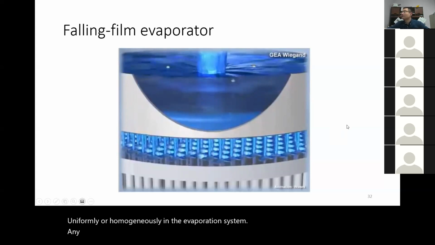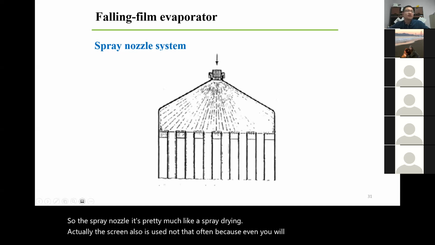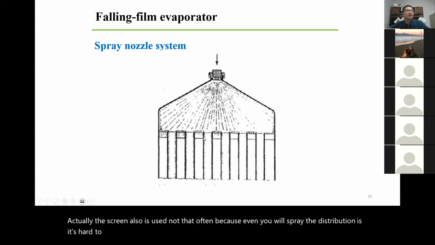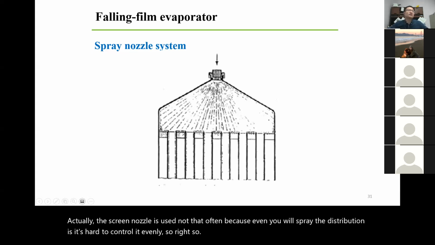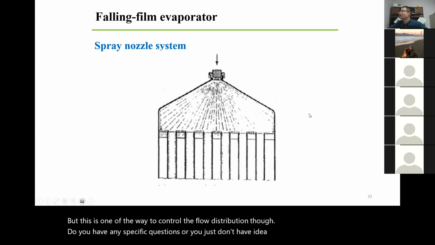Any questions about the falling film evaporator? So I have a question. Yes, go ahead. I guess I'm confused with the spray nozzle type. Yeah, that one. So the spray nozzle, it's pretty much like spray drying. Actually, the spray nozzle is not used that often because even with spray, the distribution is hard to control evenly. But this is one of the ways to control the flow distribution. Do you have any specific questions, or you just don't have an idea how that works, Sarah? Yeah, I didn't really know how it worked, but this helped.